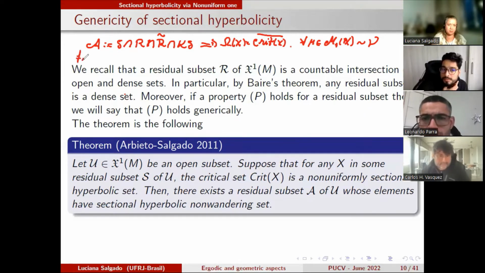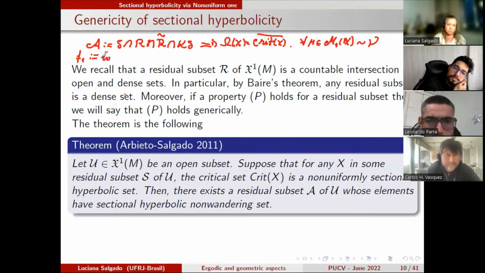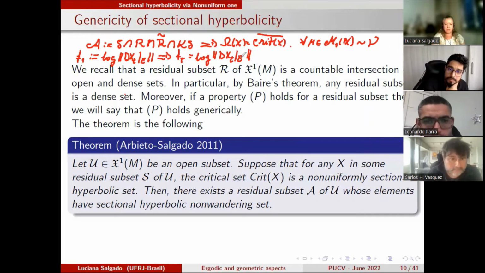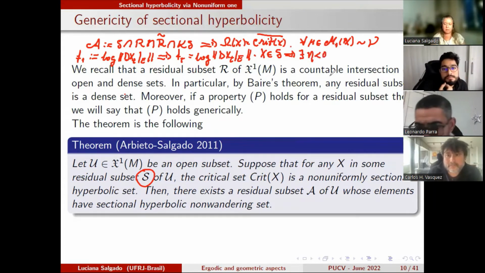So you take the following subadditive cocycle, log of the norm of DX_t restricted to E, and this implies that f_t is log of DX_t on E, write down, and this is continuous. These are continuous functions because the flow is continuous and the bundle is continuous. And I know that if X is in this subset S, then there exists eta less than 0.